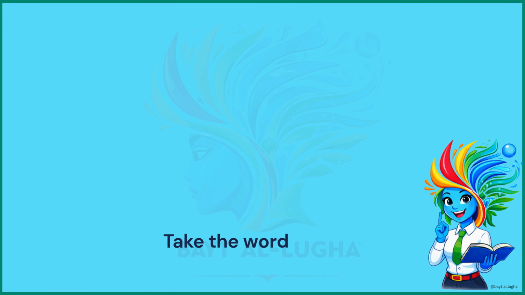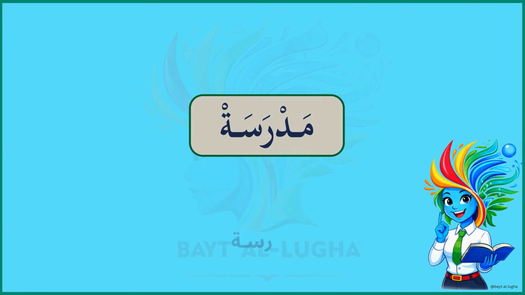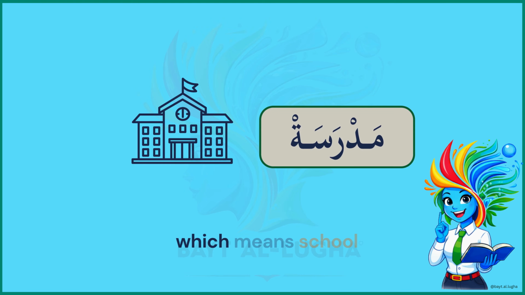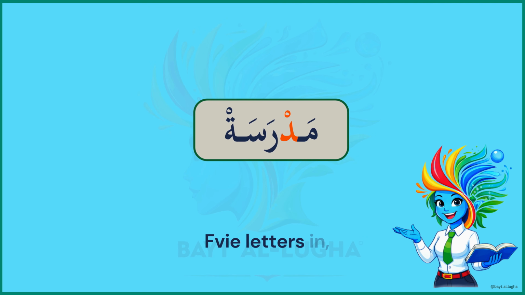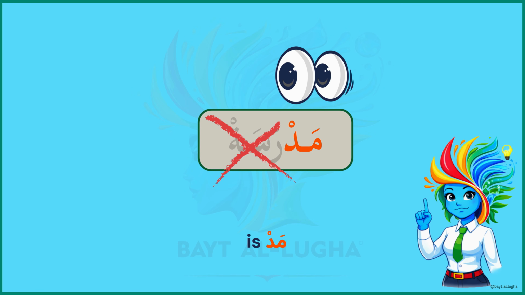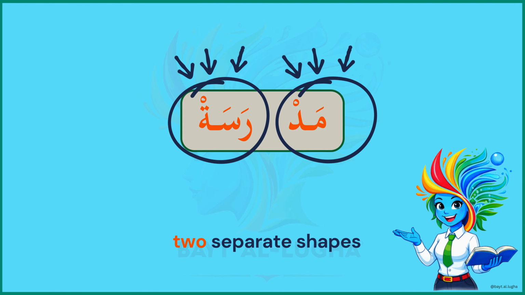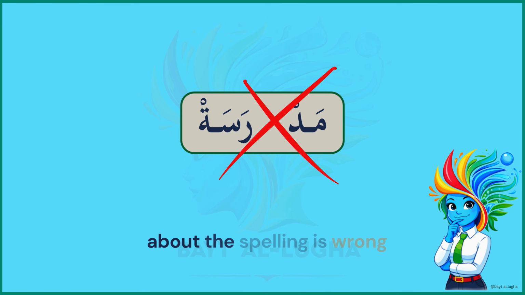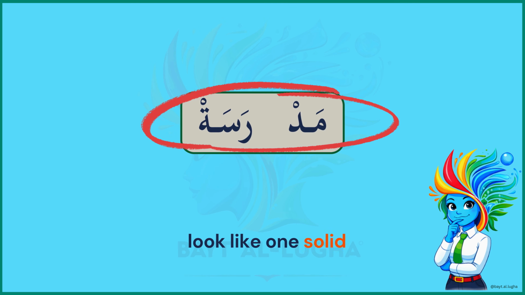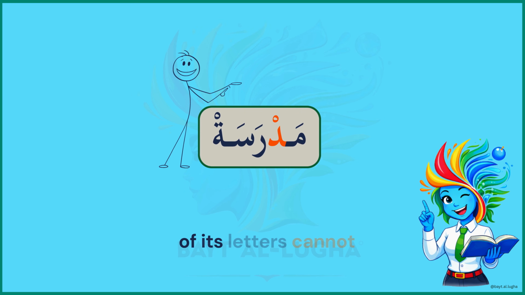Take the word madrasa, madrasa, which means school. 4 letters in, the letter dal cuts the connection. What your eye sees is mad, then rasa. 2 separate shapes, shifting where one word actually is. Nothing about the spelling is wrong. The word just doesn't look like one solid block because one of its letters cannot reach forward.